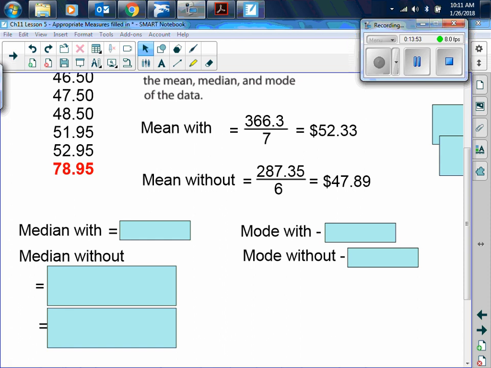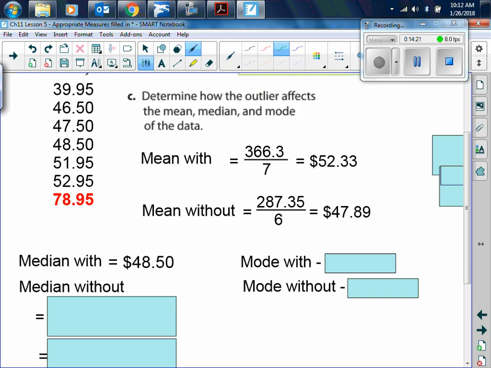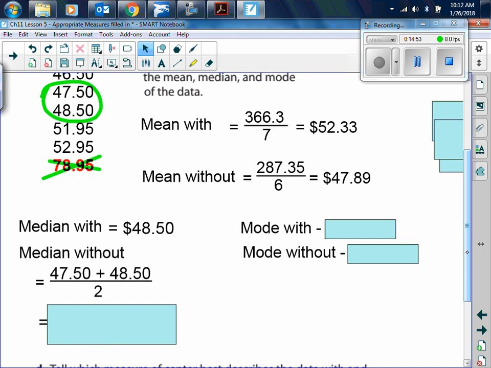So now we want to find the median with and without. So the median, here if I have 7 numbers, my median number here would be $48.50. Okay? Now, without, we're going to take that $78.95 out of there to find the median. If I take this out, then I've got these 2 numbers that are in the middle, right? So I need to add those and divide by 2. Very good. So here, we have $47.50 plus $48.50, and we're going to divide that by 2, and we end up with $48.